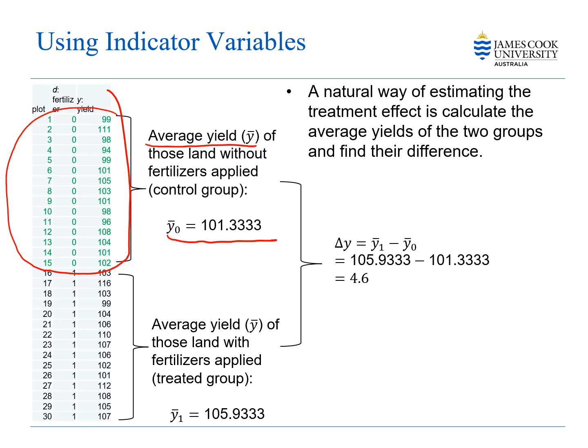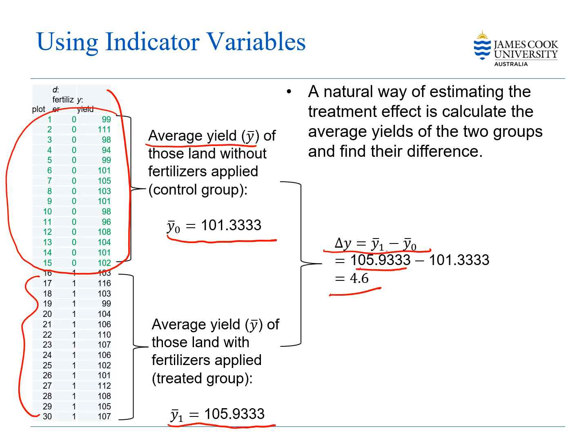These are the control group. Similarly, do it for the treated plots. The average yield of these plots will be 105.933. So now let's take the difference of these two averages. We get 4.6 kilograms. And I hope you agree that it is reasonable to think this 4.6 kilogram difference is due to the fertilizer.